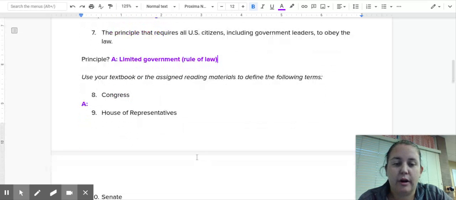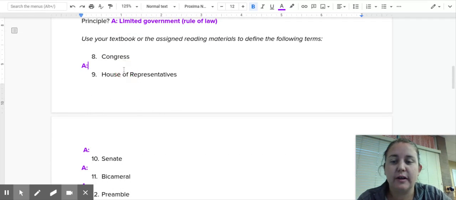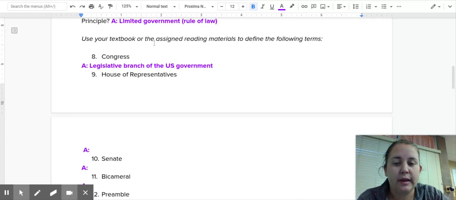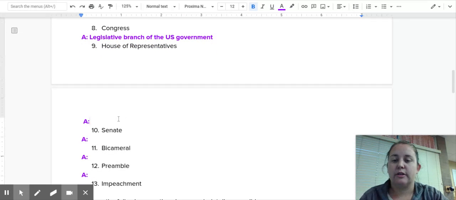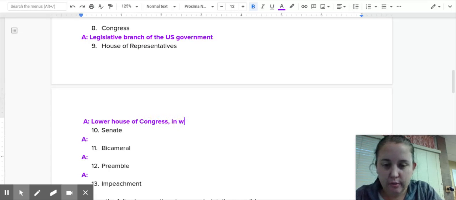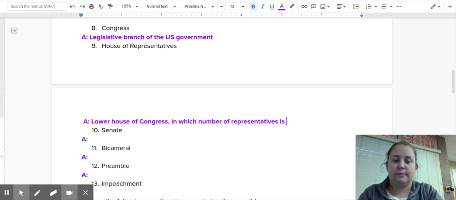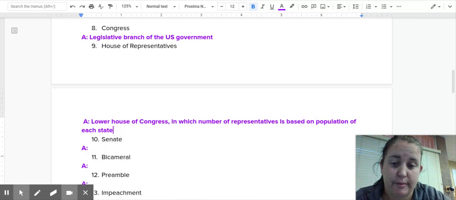All right, here are some more vocabulary words that you need to know. First of all, Congress. Congress is what we call the legislative branch of the U.S. government. Okay, and Congress can be broken down into 2 parts. The first part is the House of Representatives. This is the lower house of Congress, in which the number of representatives is based on the population of each state. So different states might have different numbers of representatives.